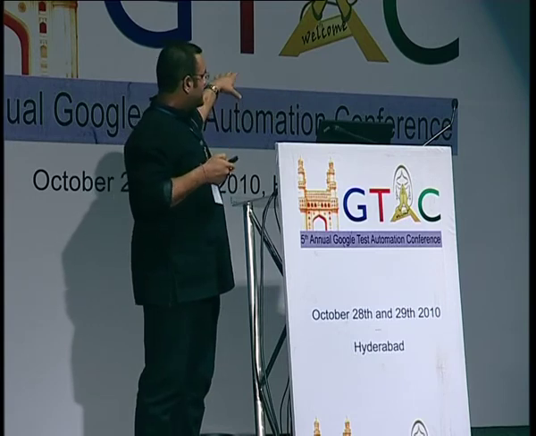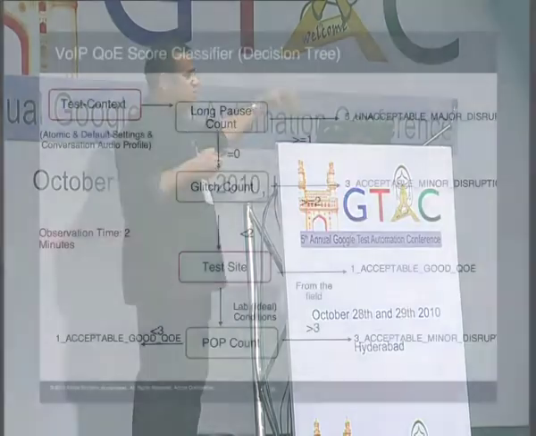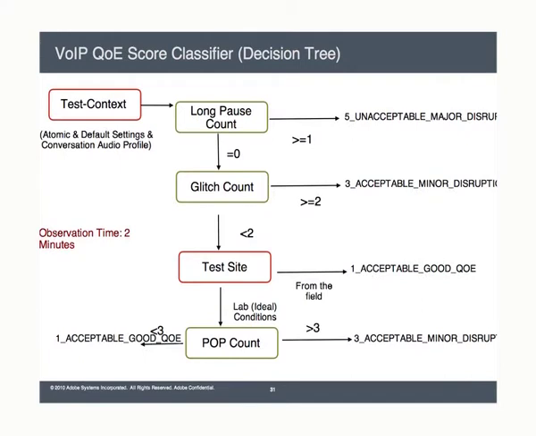So when this test is saved, we have these metrics which are saved together with the context, which helps us in getting to the decision tree. So this is the classifier. For example, this is one sample, simple classifier which I made. It has the context, and the red boxes are the context, right?